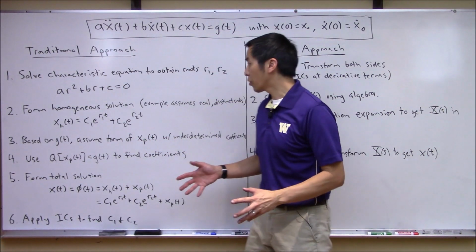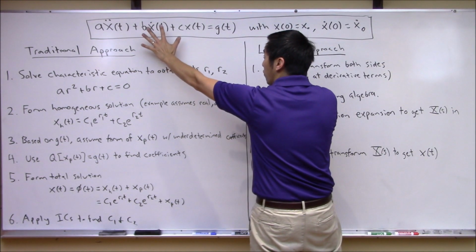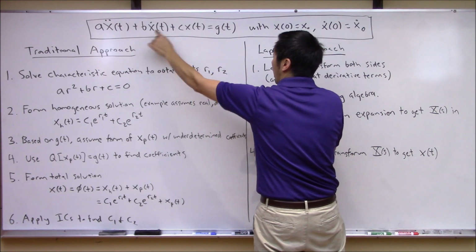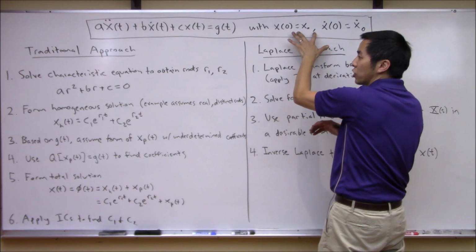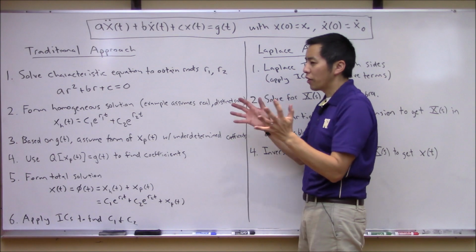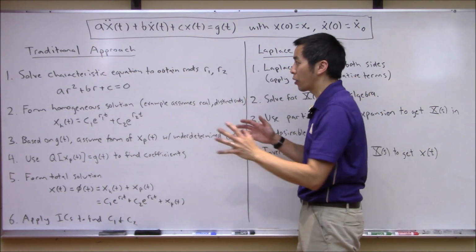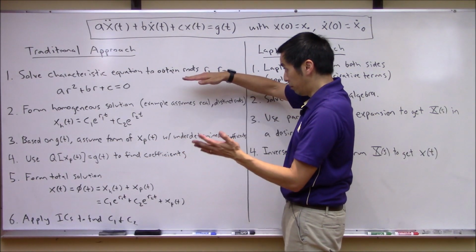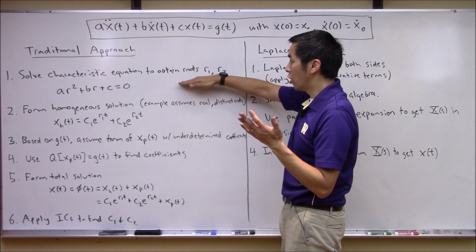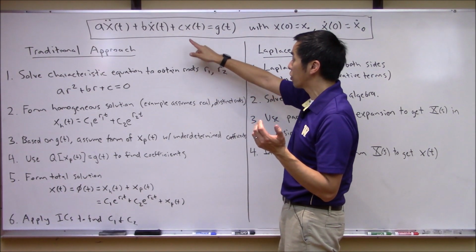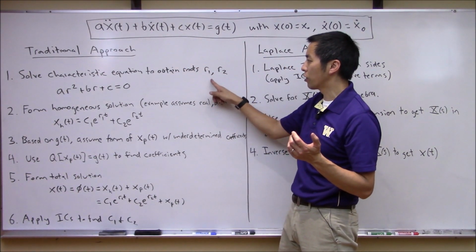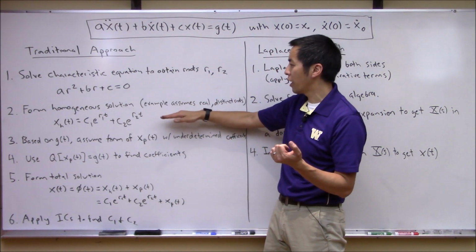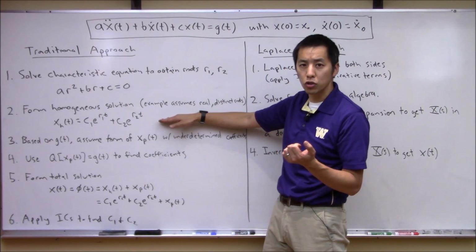All right, so let's summarize. What we talked about today is if you were given a linear non-homogeneous ordinary differential equation, as you can see here, with appropriate initial conditions, we saw that there's basically two ways to go about solving this problem. You can either do the traditional approach, which we've outlined here. The first thing that you're going to do is solve the characteristic equation to obtain the roots of this system, in this case R1 and R2. Once you have that, you can go ahead and form the homogeneous solution.